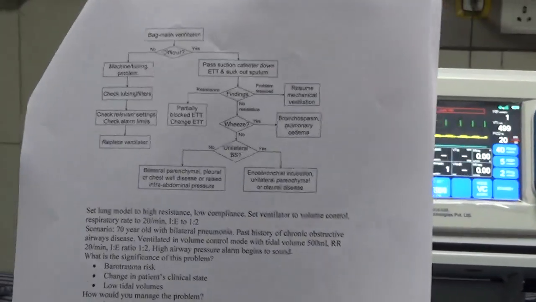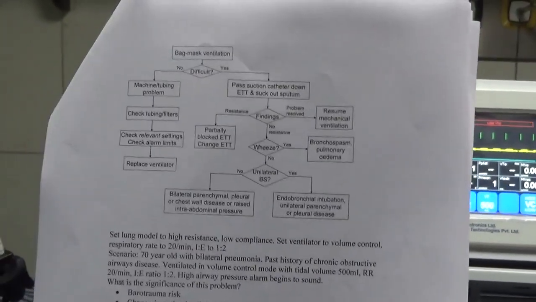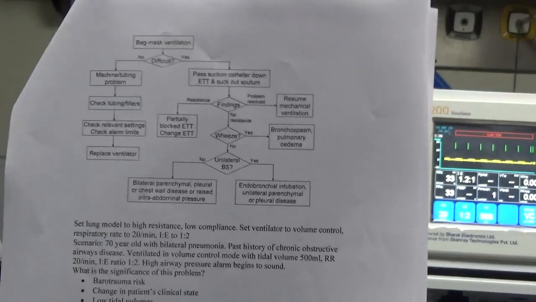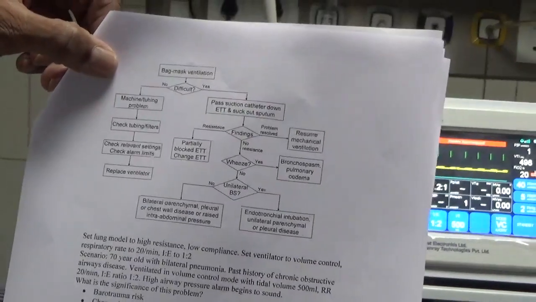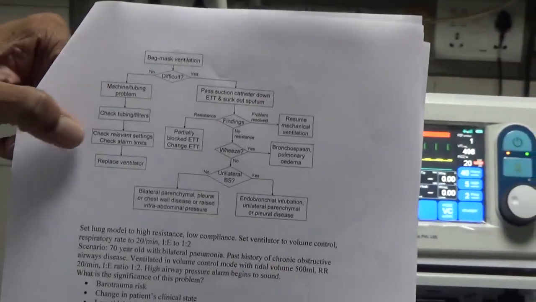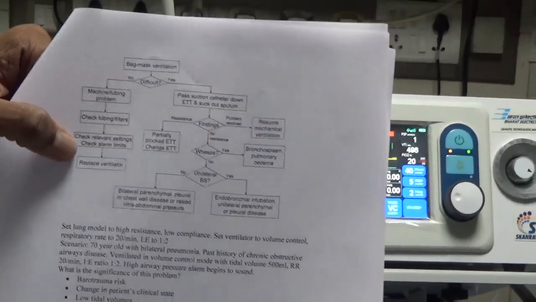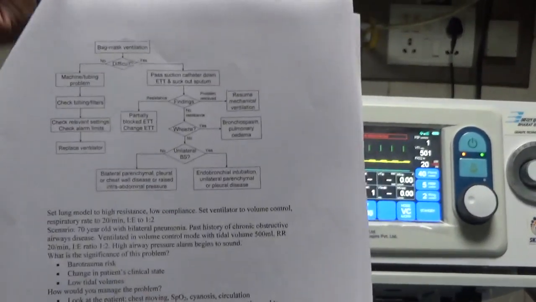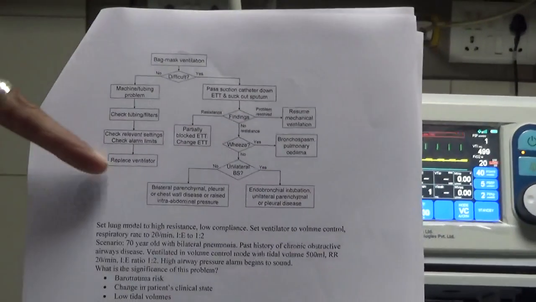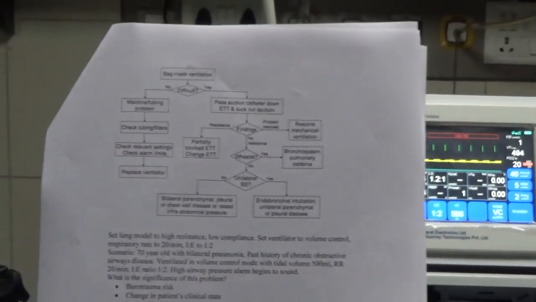Sometimes what may happen is that the filter may have been in place for 2-3 days. The filter has got clogged with secretions. You may need to change the filter. The tubing may have got kinked somewhere, or there may be a block somewhere in the tubing of the ventilator circuit. You then need to check the relevant settings on the ventilator, check the alarm limits, and if all these things don't work, then you may need to replace the ventilator.